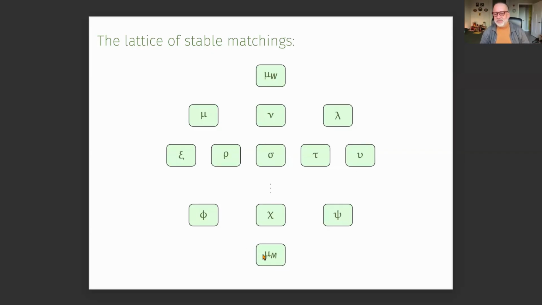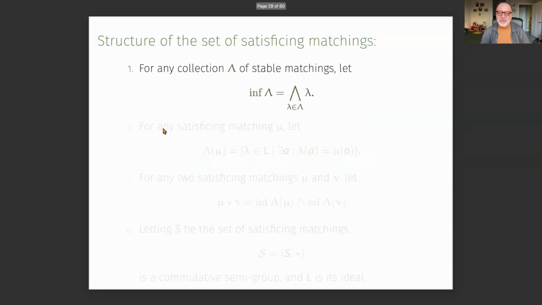And as I said before, finding this matching at the bottom is very easy. That's the men-proposing deferred acceptance algorithm. Finding this one is also very easy. Finding all of them is computationally hard. Okay? So now it turns out, just let me skip this in the interest of time.